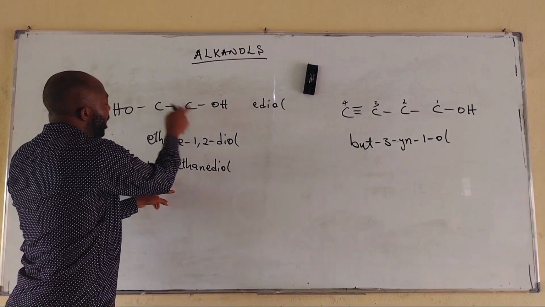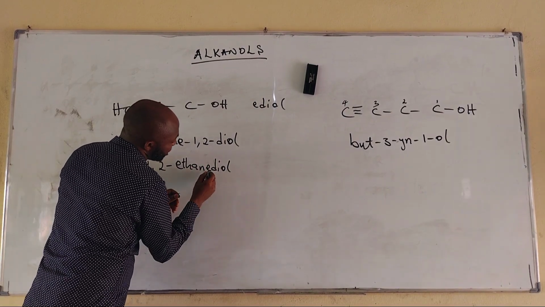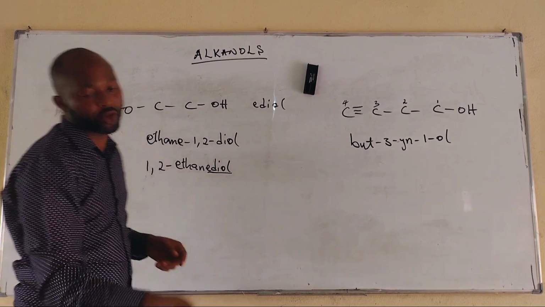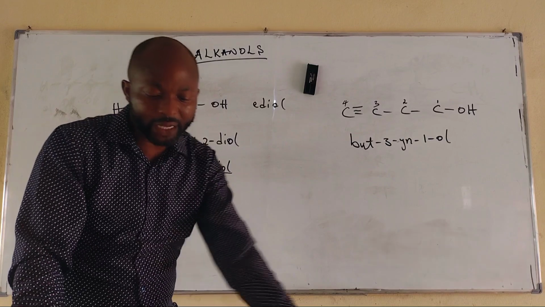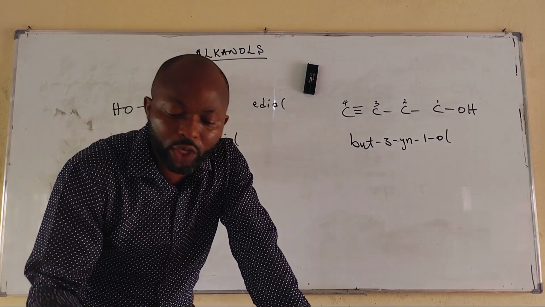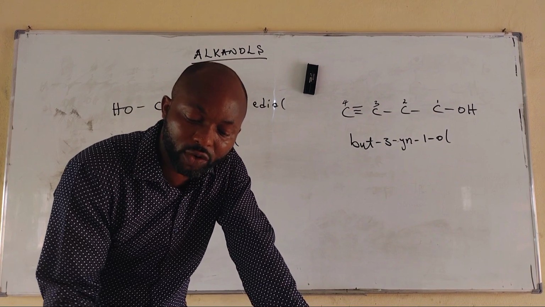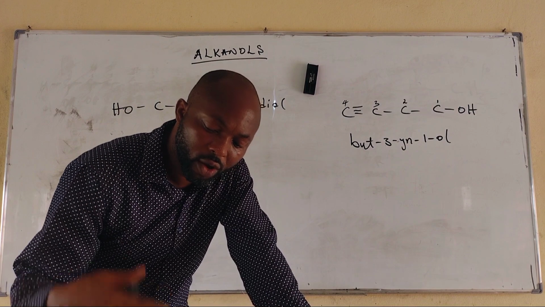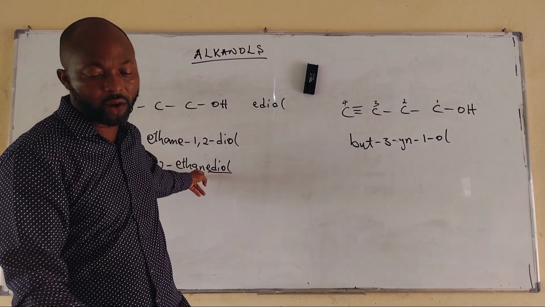So I say 1,2-ethane. This is the E. E-diol. That's what I mean. Let me read it again so you understand better. It says that if the molecule is polyhydric, the parent chain must contain as many hydroxyl groups as possible. It is then named as -diol or -triol, for instance, this 1,2-ethanediol.